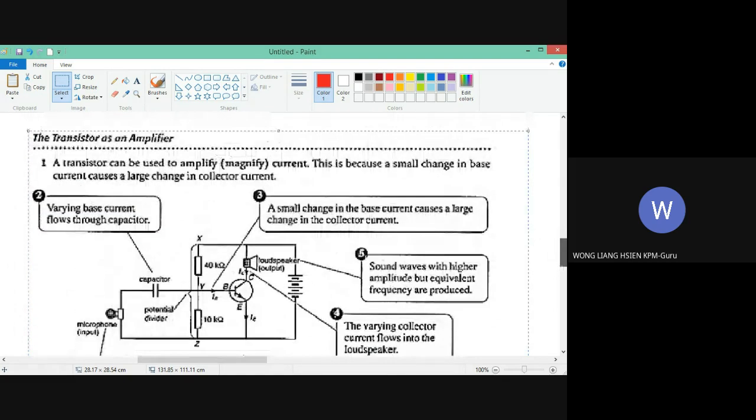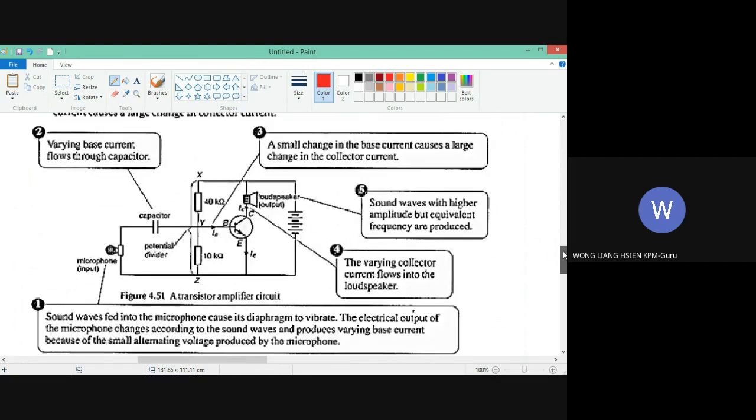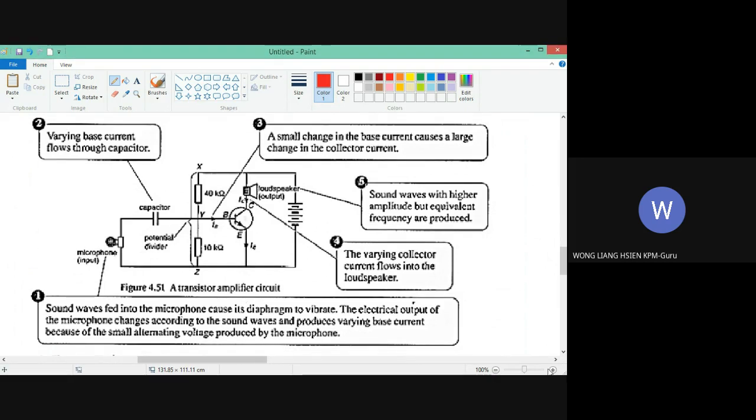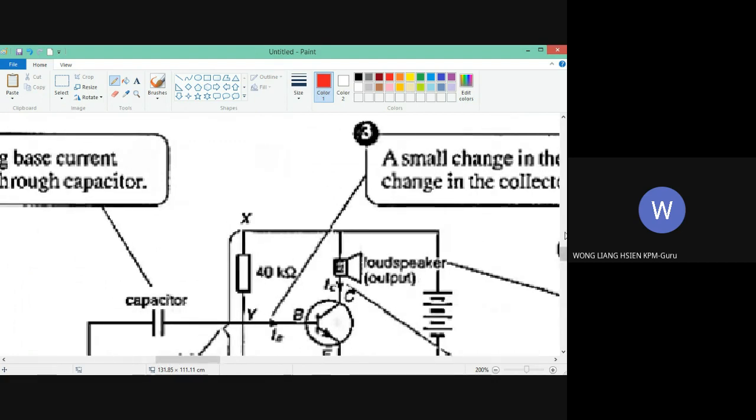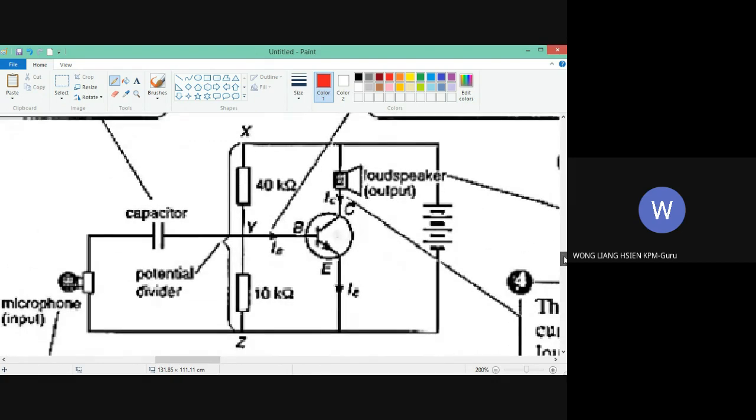So look at this one, transistor as amplifier. This is the more useful application for the transistor as amplifier. I want to explain this just in case a question comes out, and I will show this application. So you look at this circuit.